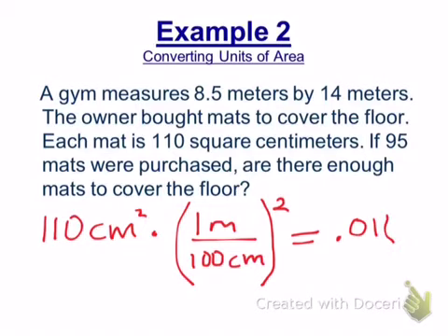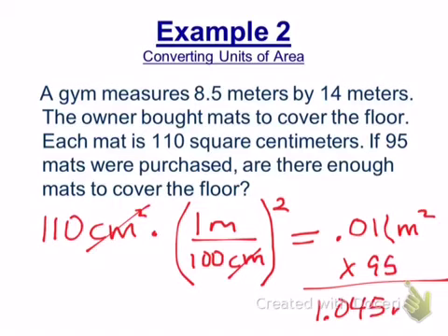So this is equal to 0.011, what's my new units? Meters squared. Why is it meters squared now? Because the centimeters squared cancels with that centimeter squared, and we're left with 0.11 meters squared. And she has how many of those tiles? 95. If I multiply this times 95, how many square meters of tile do I have? 1.045 meters squared. I'm a little bit short, aren't I? Yep. What's the size of the floor?